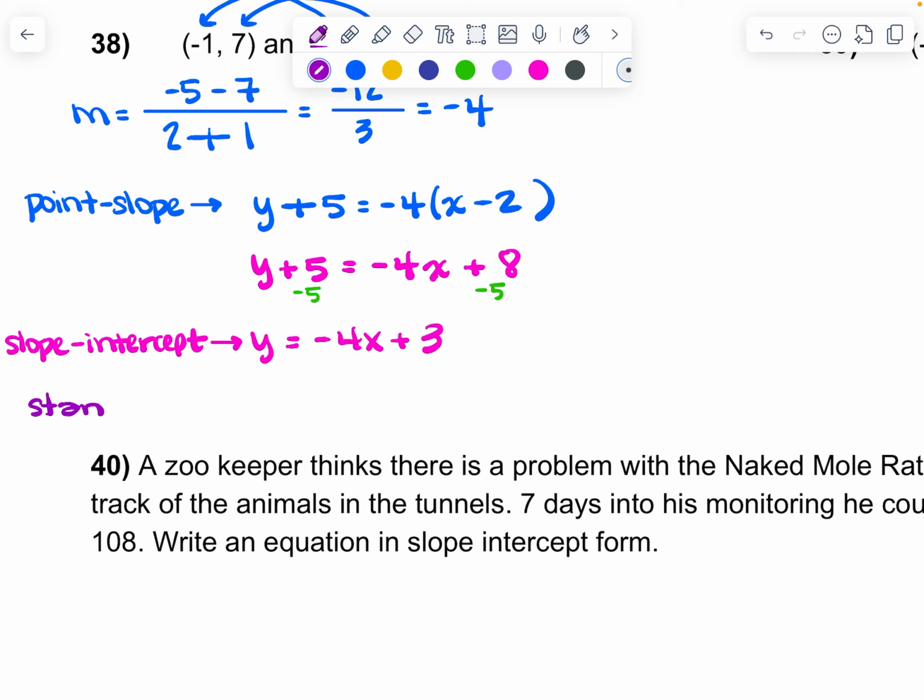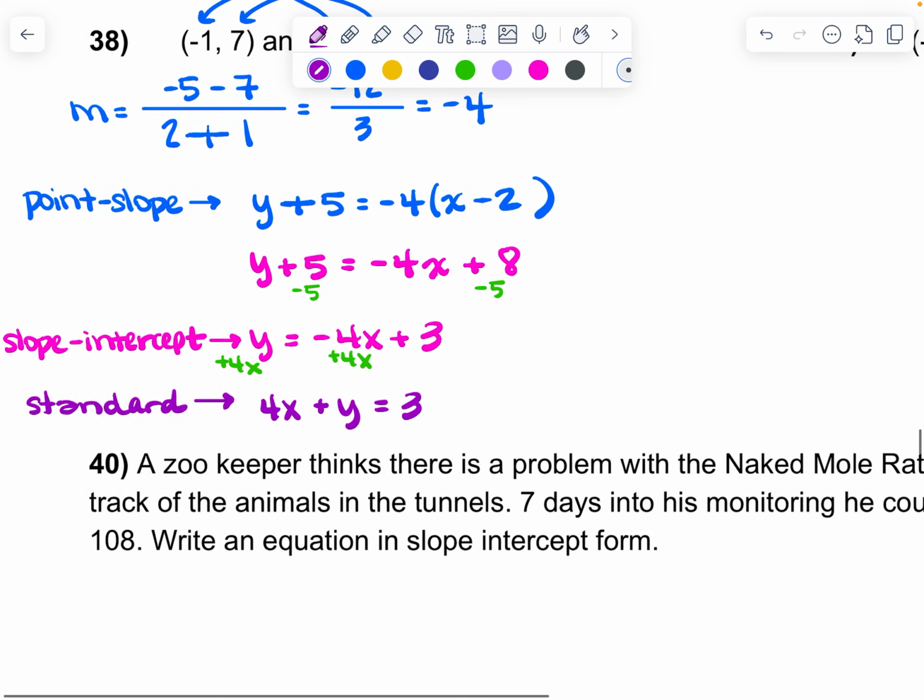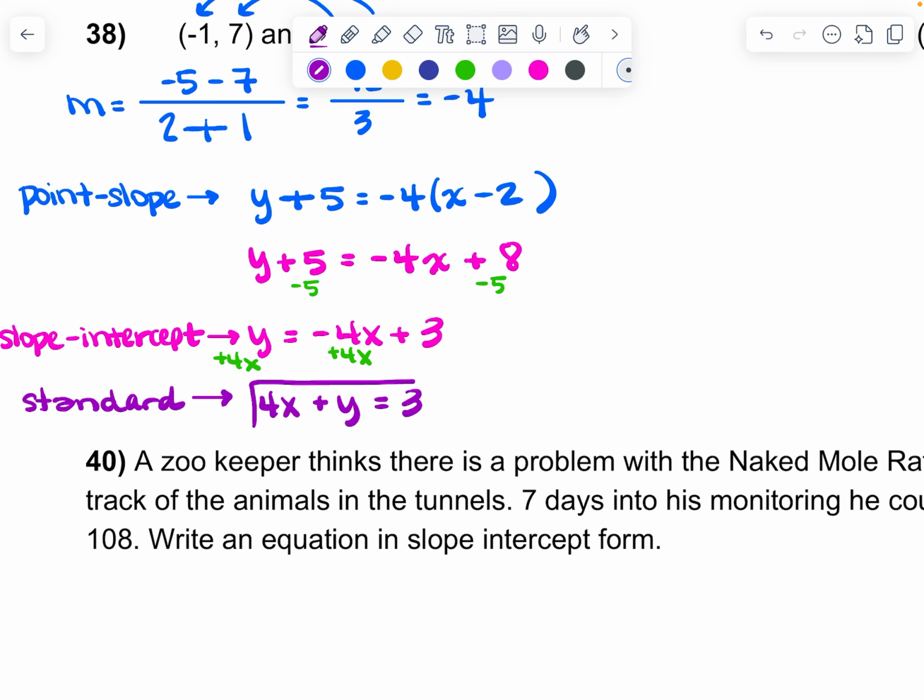All right, and then now we need to get that into standard form. And of course, this one's actually pretty easy, right? Let me just go standard. We just need to get all of our x's and y's to the left, which means we're going to add this 4x over, right? We're going to add the 4x to this side. So that's going to end up giving us positive 4x plus y equals 3. And we're done, right? Because we didn't have any fractions. Our first term is positive since we added the 4x over.